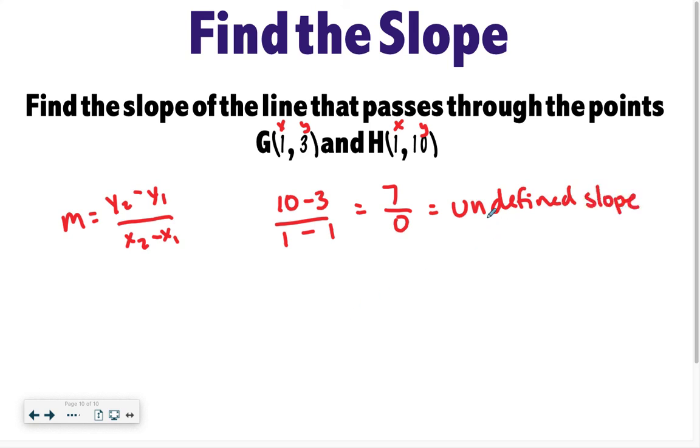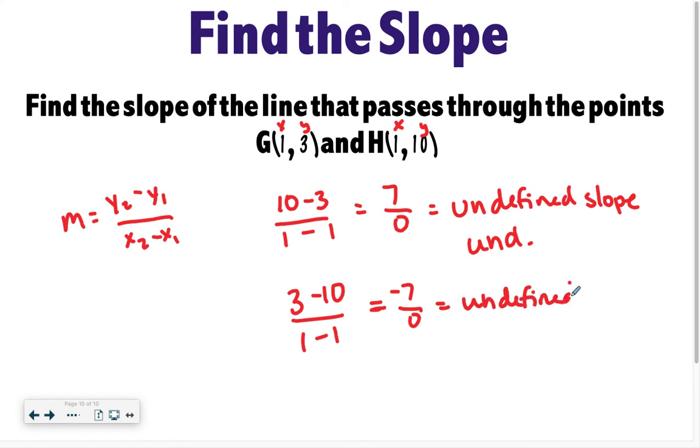And for those of you that do not want to write out undefined slope, I'm okay with you guys just abbreviating UND. That's fine with me, okay? If you went the other way and you said 3 minus 10 over 1 minus 1, you would get a negative 7 divided by 0, and you would still get that same error because you're still trying to divide by 0. So you can just say that that is undefined, okay?